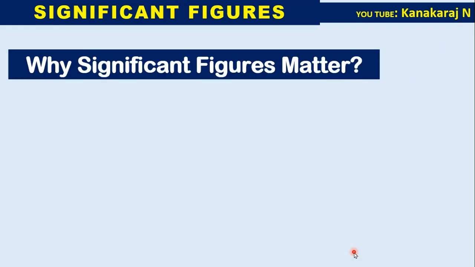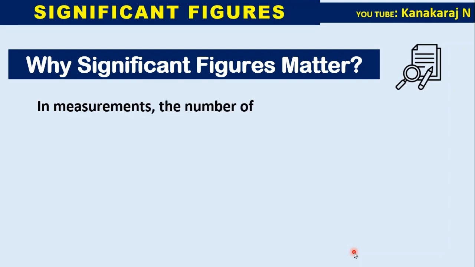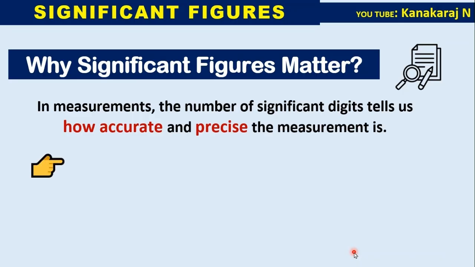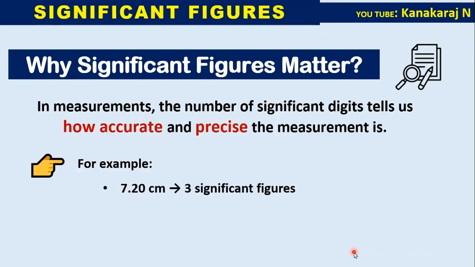Why do significant figures matter? In a measurement, the number of significant digits tells us how accurate and precise the measurement is. For example, 7.20 centimeter means the length is measured with a vernier caliper and has three significant figures. The third digit 0 is fixed. It cannot take any other value than 0.